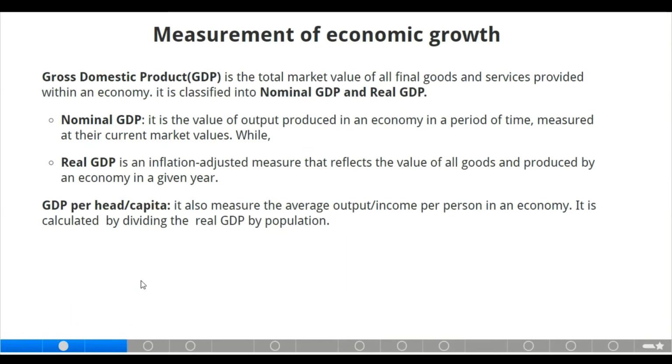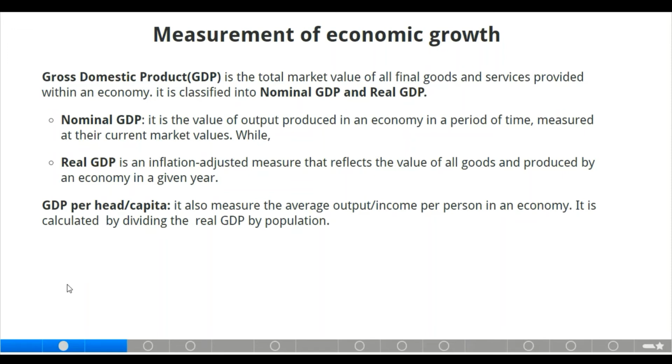Moving to the next slide, we now have the measurement of economic growth. How do we measure economic growth, and what measure do we use? Now we have the gross domestic product, GDP. It is the total market value of all final goods and services provided within an economy. And at the same time, we have our gross domestic product classified into nominal GDP and the real GDP.